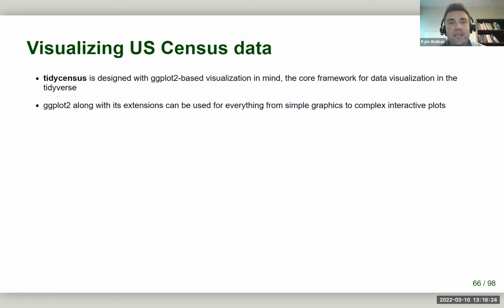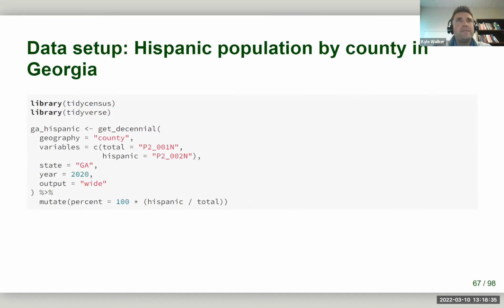I'm going to show you a few fun examples of this over the course of this last hour of the workshop, but there's a whole lot more that you can do with it. And so for starters, I'm going to pull down some data for exploratory analysis using some of the methods that we have learned. So I'm going to create a new data set called GA Hispanic. And it's going to be data on the Hispanic population in Georgia by county. We're going to return it in wide format and then calculate a new percent column that is 100 times the Hispanic column divided by the total column.